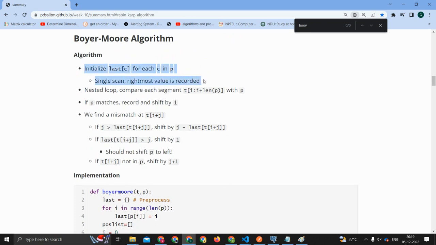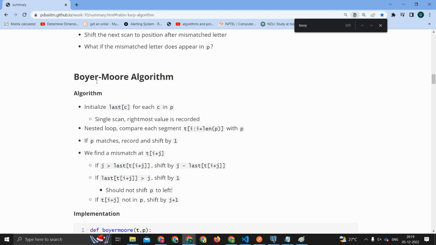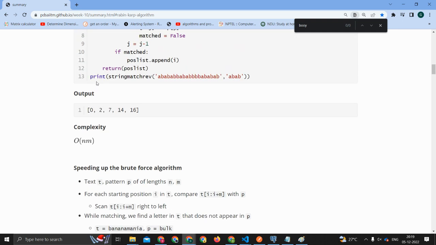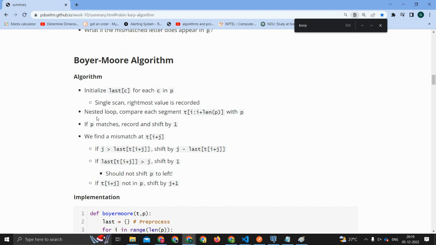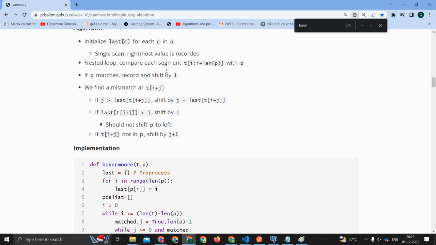Okay. So initialize the last of C for C in pattern. Okay. Nested loop for compare each segment.